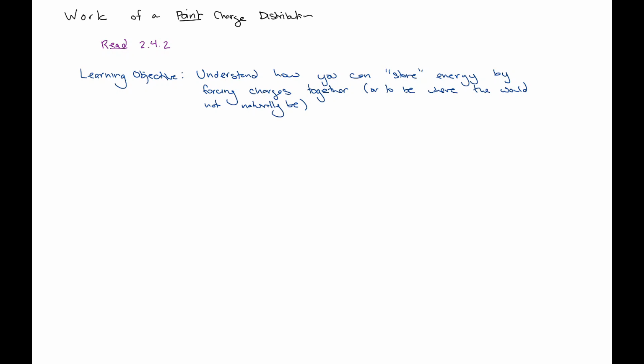Okay, in this lecture, we're going to talk about the work of a point charge distribution, which basically means we're going to try to understand how you can store energy by forcing charges together, or I should say, pulling them apart if they want to be together. Basically, we're trying to figure out how much energy you can store by putting charge where it would not naturally be. So let's think about this in terms of bringing together charges one by one.